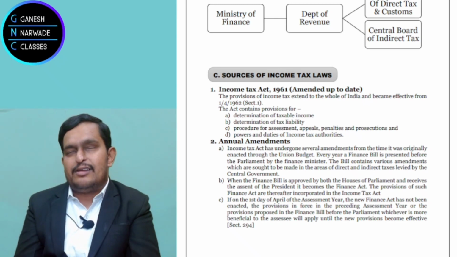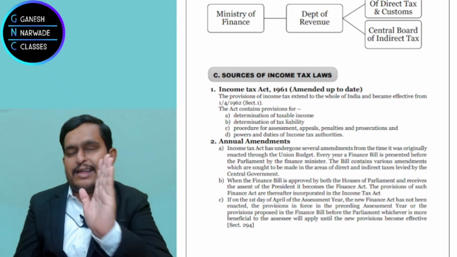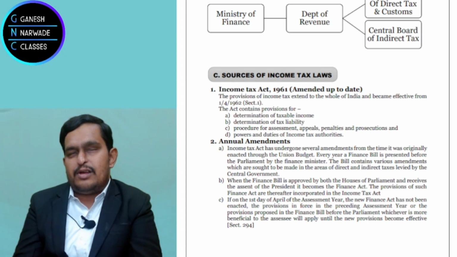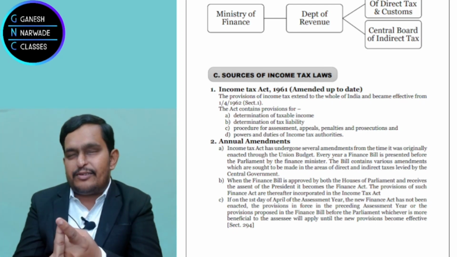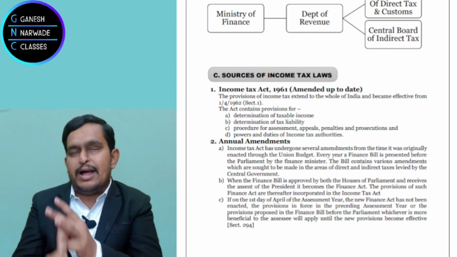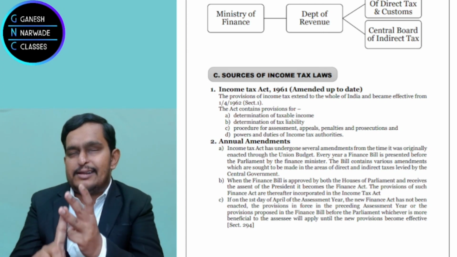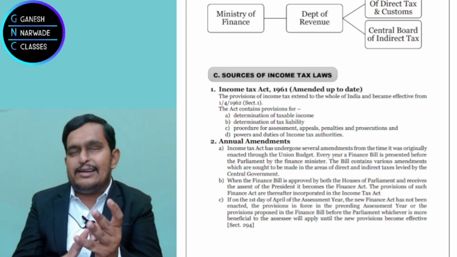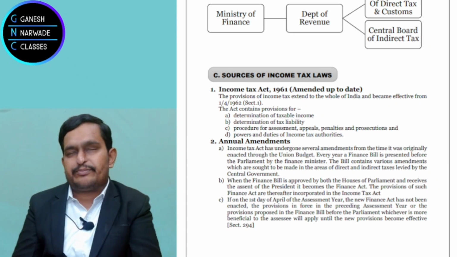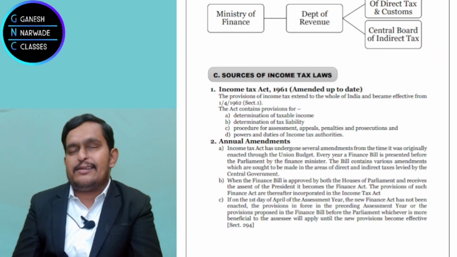1961 only. So again I am telling, Income Tax Act 1961 came into force from 1st April 1962 and is applicable to whole of India. It talks about determination of taxable income, determination of tax payable. Then the third thing they speak about is APPA, assessment, appeals, penalties and prosecution, and rights, duties and powers of income tax authorities. That's done.